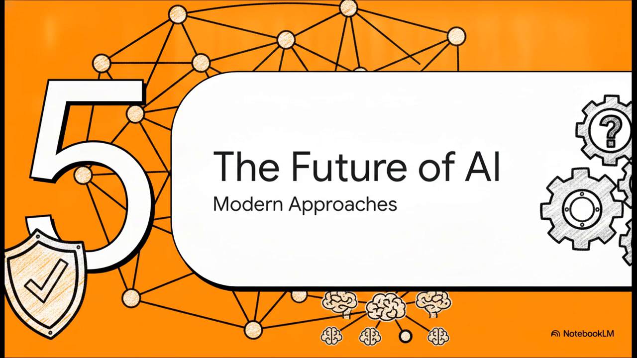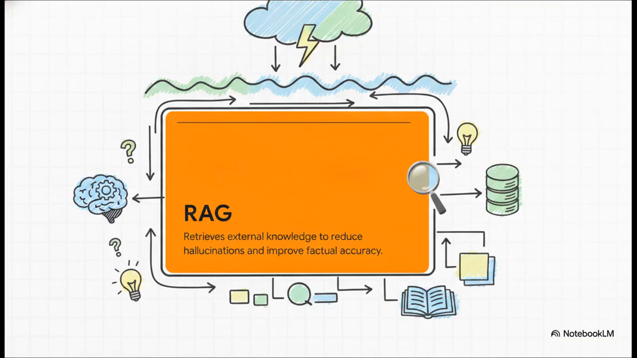Finally, bringing us to Section 5, the future of AI. Looking at modern approaches and the friction points we still face. Have you ever had an AI just completely make something up out of thin air? Yeah, large language models are prone to this because their internal memory acts like a black box. They rely entirely on what they memorized during their initial training.